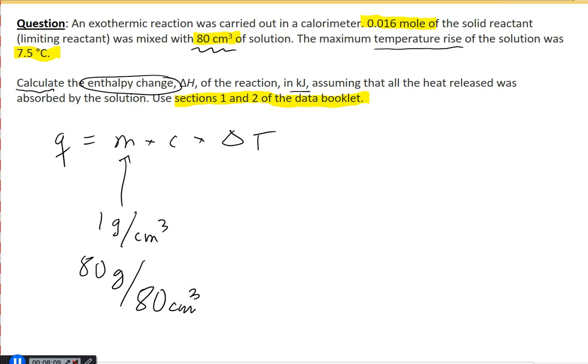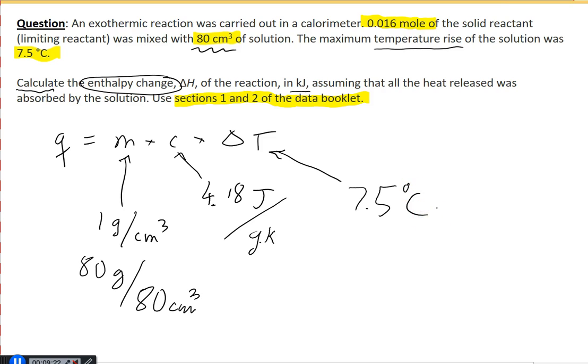Now the specific heat capacity of water, we can get from the data booklet. Your change in temperature is 7.5 degrees Celsius. Now one common mistake is that people sometimes convert this Celsius into Kelvin because the unit for specific heat capacity is in Kelvin. But that is not necessary because the change in Celsius and the change in Kelvin is the same. So this is equal to 2,500 joules.